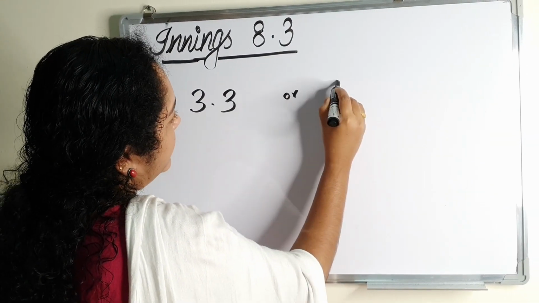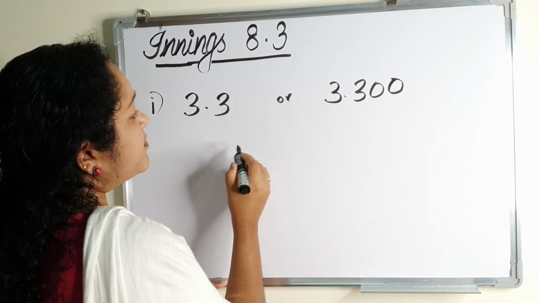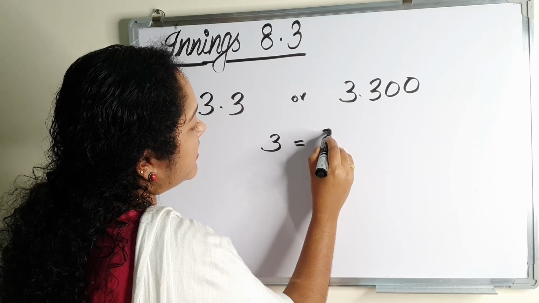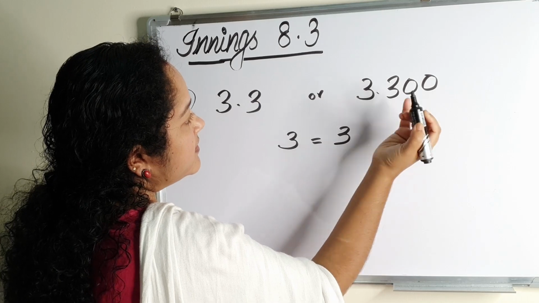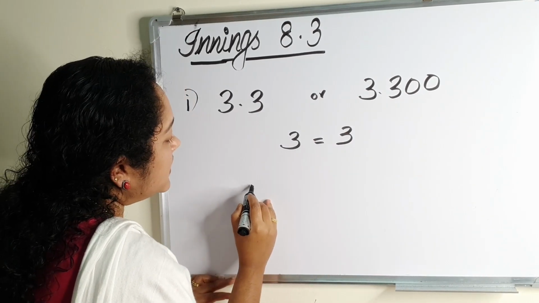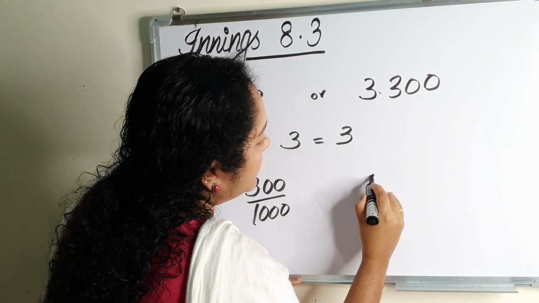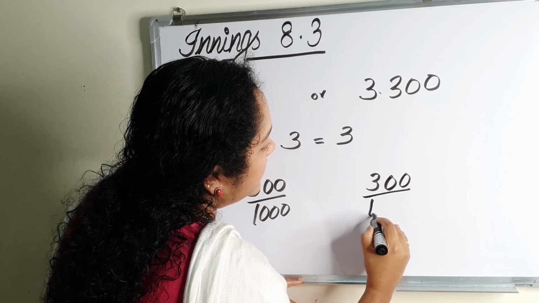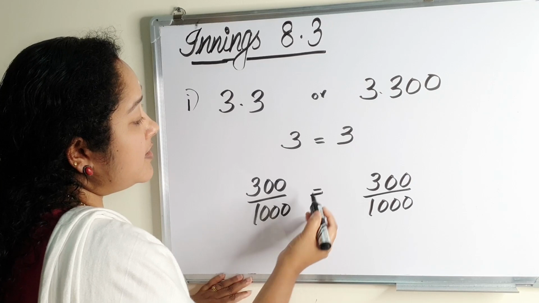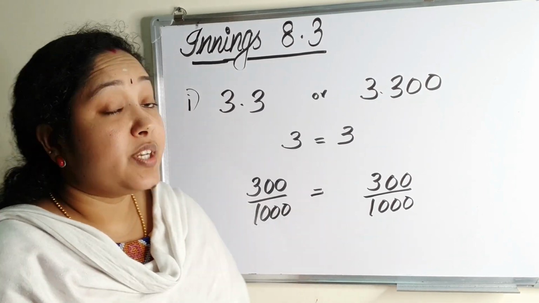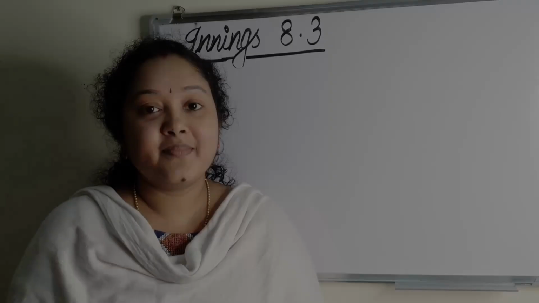Next question is 3.3 or 3.300. The whole part of both decimals is equal, that means 3 equal to 3. The fractional part is 3 and 300. 300 by 1000, here 300 by 1000. 300 by 1000 is equal to 300 by 1000. So 3.3 is equal to 3.300.